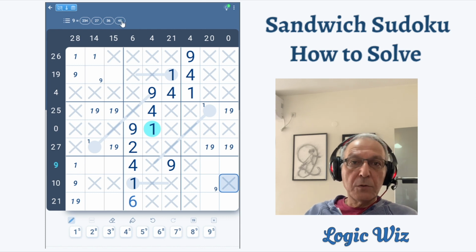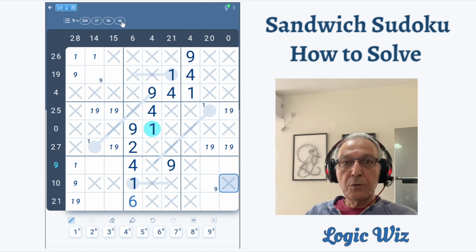4 and 5 cannot be a solution of this 9 because those are 2 consecutive digits that will have to be one next to another. I'm eliminating it. So we have 2 or 3 digits.